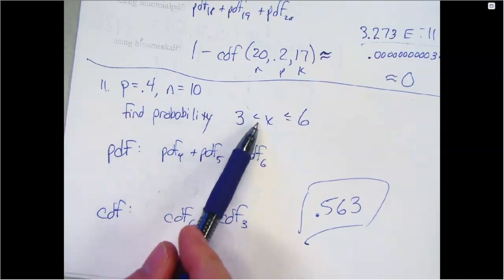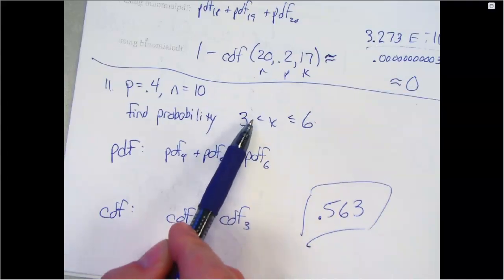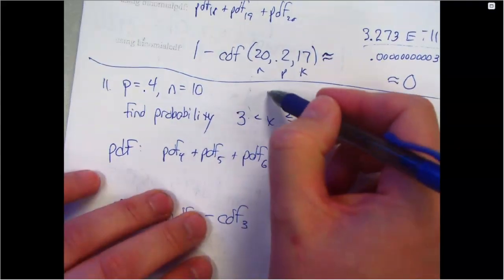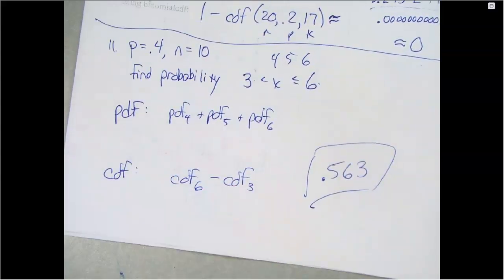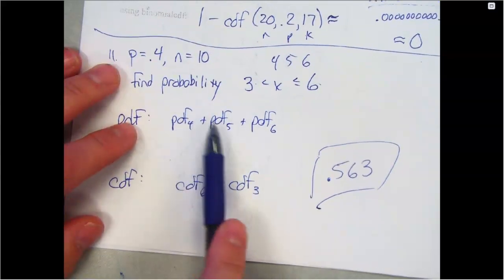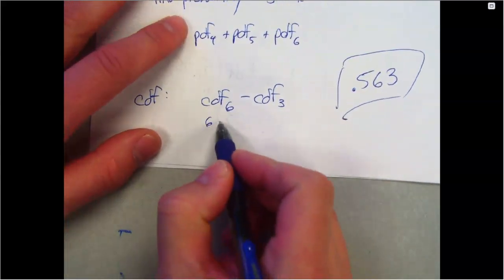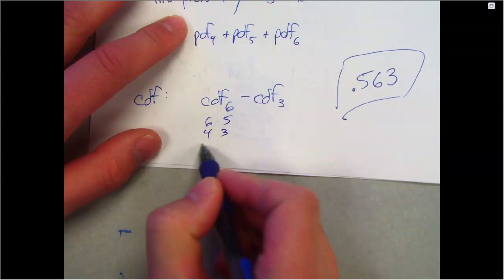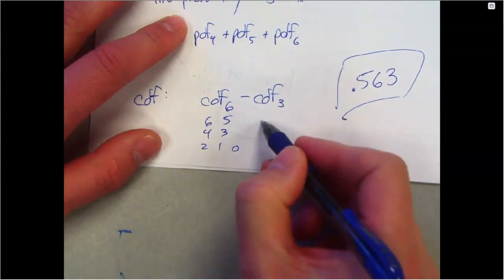So again, I want the 6, I want below 6, but I also want greater than 3. So we're looking for 4, 5, and 6. Probably the most straightforward way to do it is just to do PDF of 4, 5, and 6 and add them together. If you're doing the CDF method, I like to look at it like for the 6, find 6, 5, 4, 3, 2, 1, and 0, and then subtract the CDF of 3, which will find the rest.